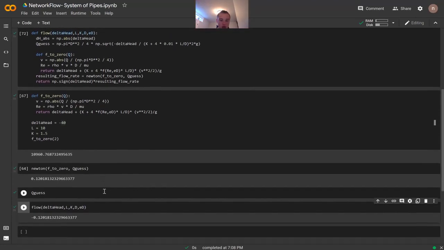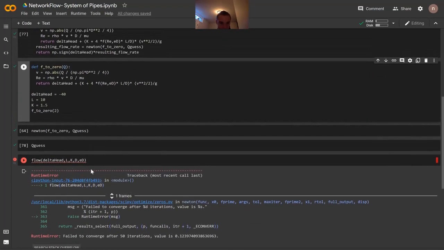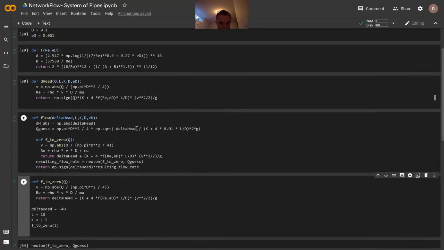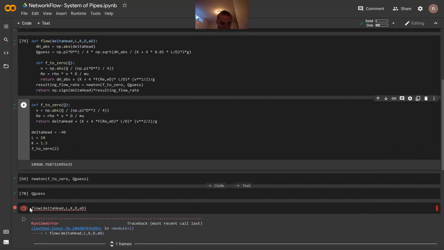So I'm going to do a quick cut. Okay, so we're still failing to converge. The value is 0.12, so that's the right value. We can go ahead and replace these delta heads with what we just did, our DH underscore absolute value. And we have another one right here, DH underscore absolute value. So that replaces our delta heads. Does that fix it? Because I think there's a negative in the square root there. Let's check now.